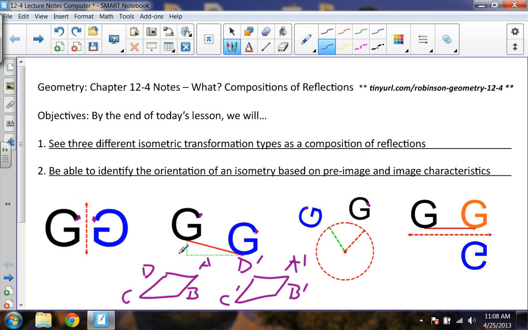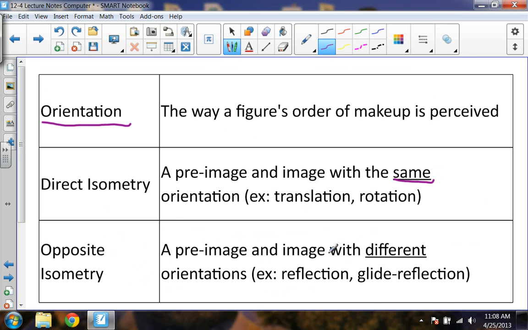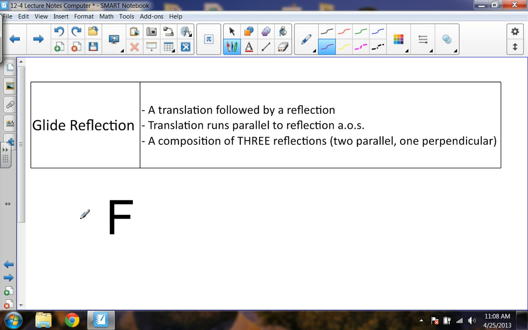Once it gets flipped, the orientation changed. So that's direct isometry. And opposite isometry, which I'll go back to, are glide reflection and reflection. They have opposite isometry because they have different orientations. They do not have the same orientation. Okay, glide reflection. So you kind of just saw it, and I'll probably just use the same example.